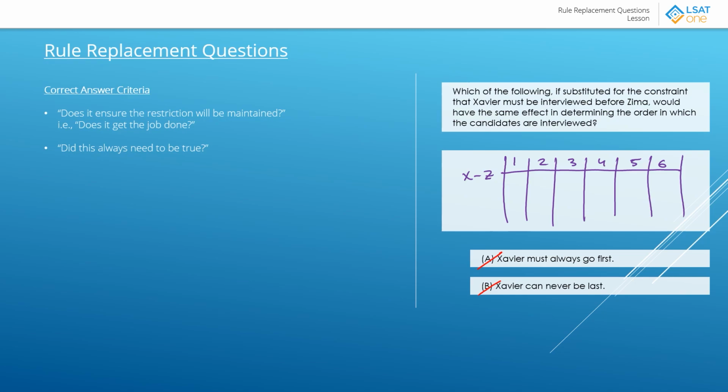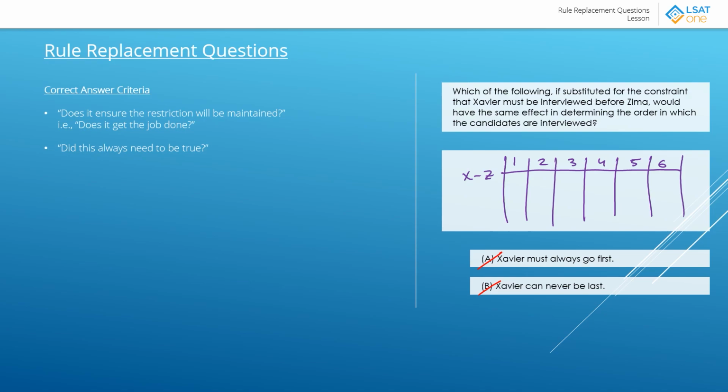It's something that always had to be true, but doesn't get the job done. A good answer choice will meet both of the criteria. It'll be something that will ensure the original rule will be maintained, and it's going to have to be something that always had to be true. And of course, the question now becomes, what would that look like? What would a good answer choice look like here?